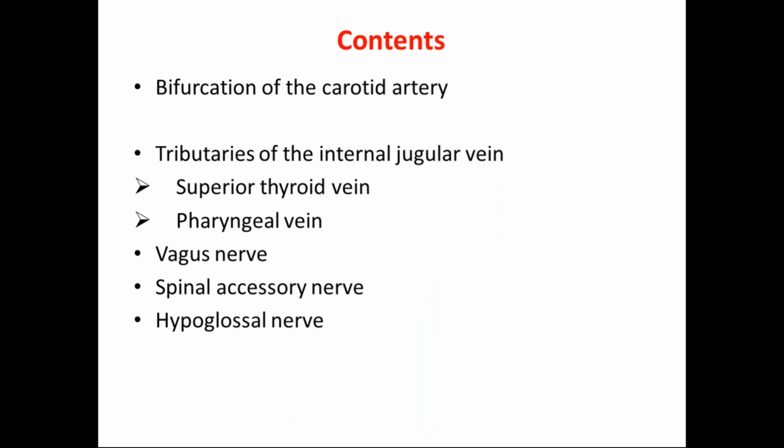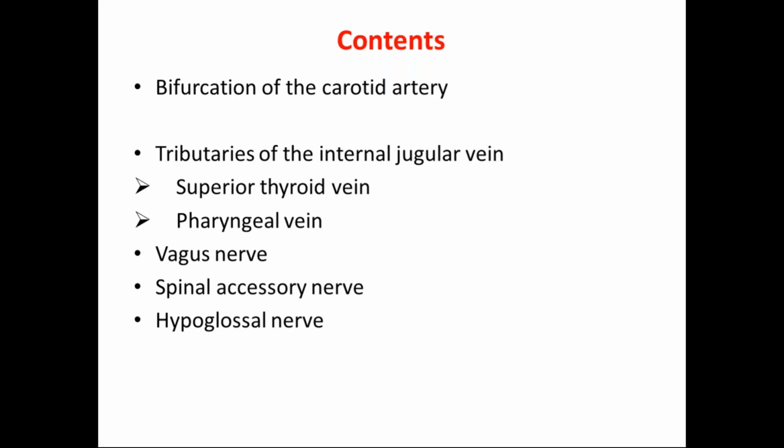Okay. So, what are the main contents in this triangle? You have to remember the bifurcation of the common carotid artery into ICA and ECA, internal carotid and external carotid. Some of the branches of the external carotid are also present there, like the superior thyroid artery, lingual artery directed forward, the facial artery forward and upward, occipital artery backward and upward, ascending pharyngeal artery directly upward on the medial side of the internal carotid.